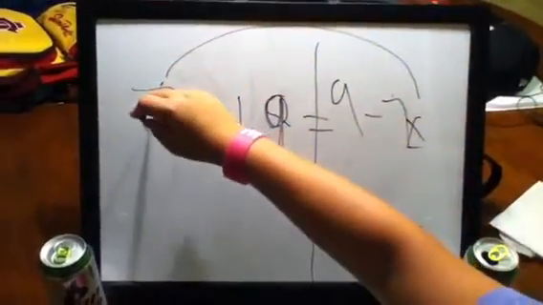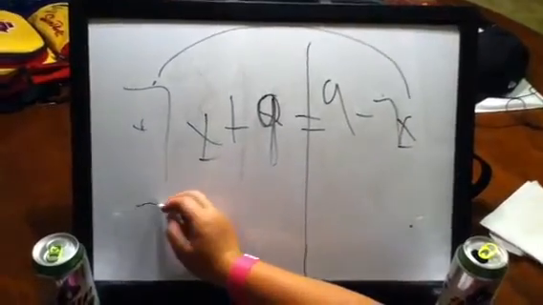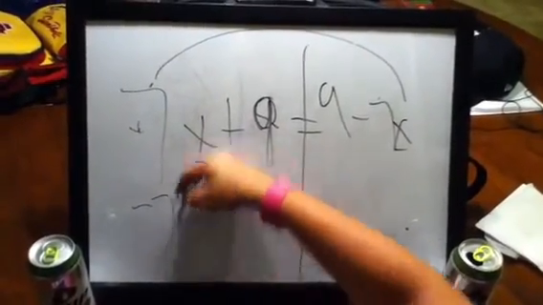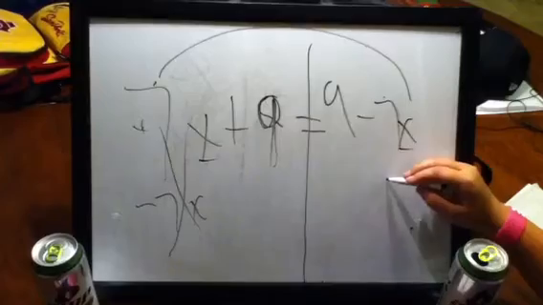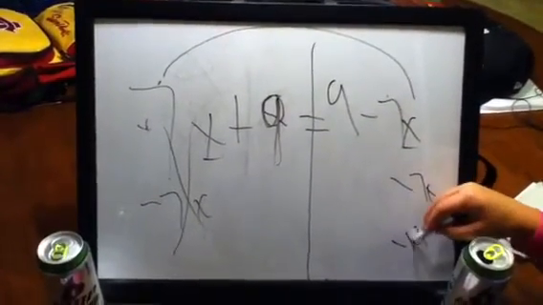What I'm going to do is go with this side because it's a positive. I don't like positives. So we're going to have to do the opposite. So minus 7x. That cancels out. We have to do it to this side. Minus 7x. That leaves us with minus 14x.